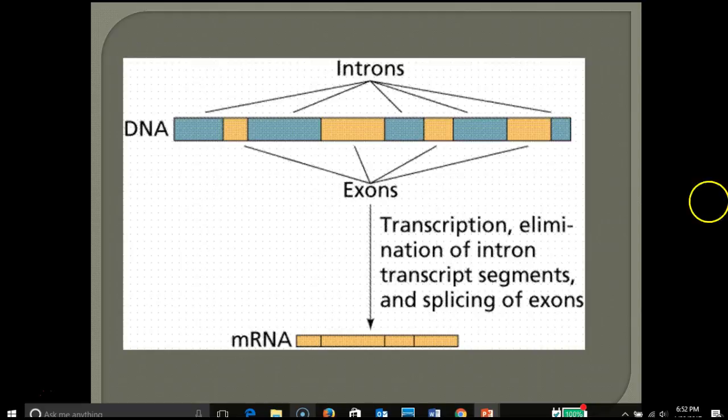This is just a diagram showing DNA consisting of both introns and exons, and as those introns are removed and the exons spliced together, you get mature mRNA down here.